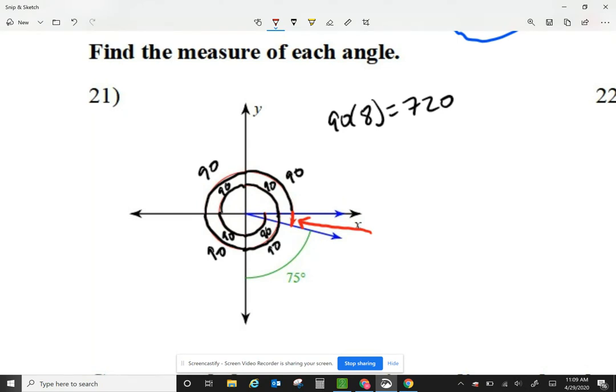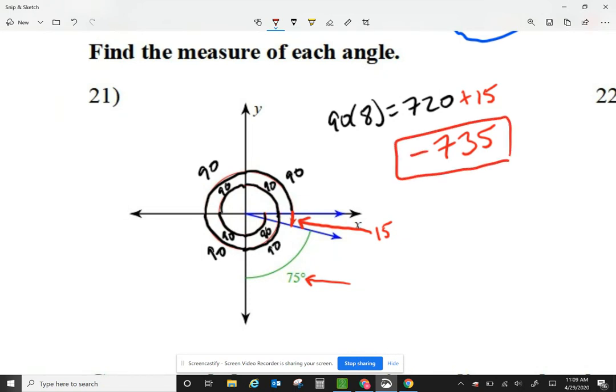Now, I know that angle in red with the 75 in green makes 90 degrees. So I'm thinking 90 minus 75 tells me that that angle in red is 15. So I know that measurement is 15. And I said I was going to add it to my 720. So now I have 735, because my angle is going clockwise, negative. So the measurement of my angle is negative 735.